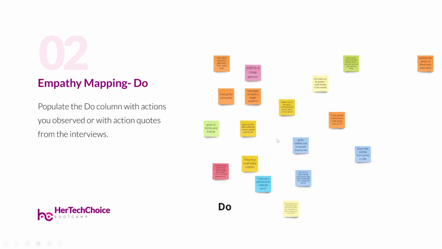So you populate the do column with actions you observed or with action quotes from the interviews. For example, one of the mothers said they buy used baby clothes. Also, another one said she gives her baby used clothes to family and friends. Some give out their clothes to people close to them, and some use digital products to get away from close ones. So these are basic actions they said they carried out.